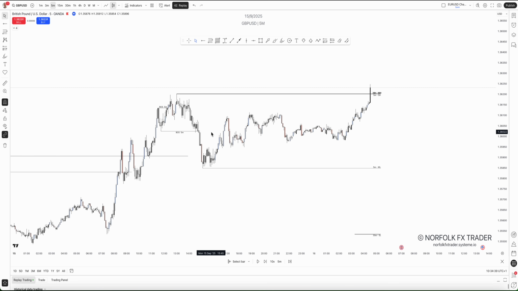Now, if you want to see how I combine multiple time frames with using this tool as well, then do check out this next video coming up. It's going to help you to spot how I use it.